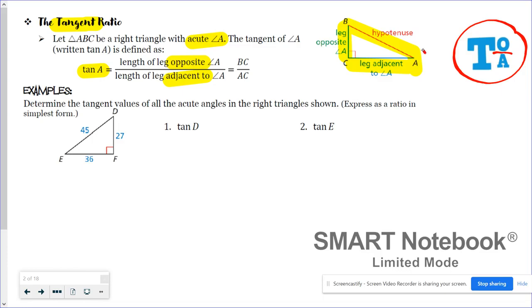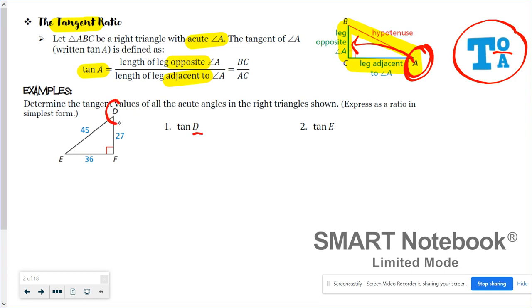But this is all very much dependent on the angle of reference, okay? Because if you change that angle of reference, that's going to change your opposite and adjacent sides. For example, we're given triangle DEF. Notice it's a right triangle. Angle F is a right angle. In problem number 1, I want to find the tangent of angle D.